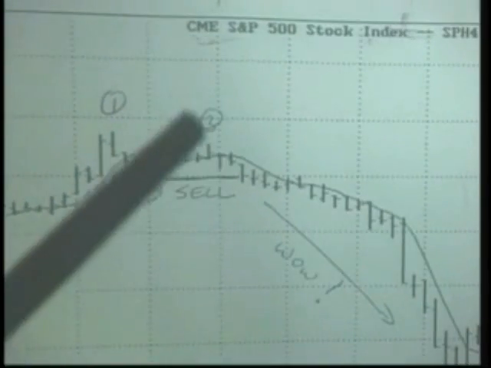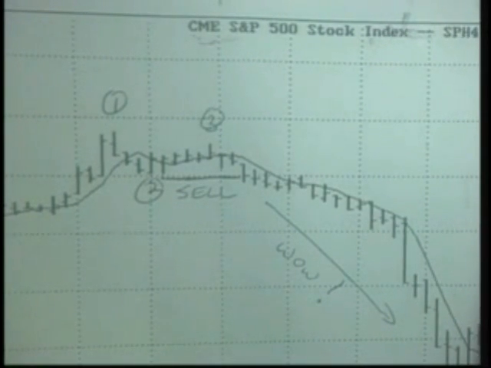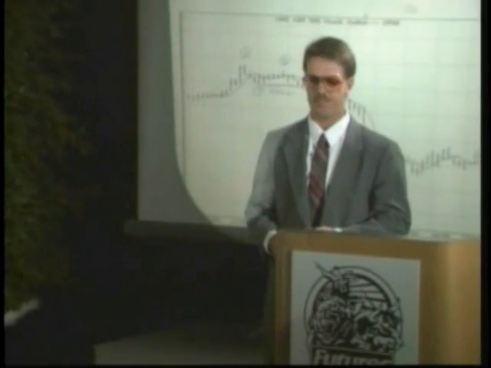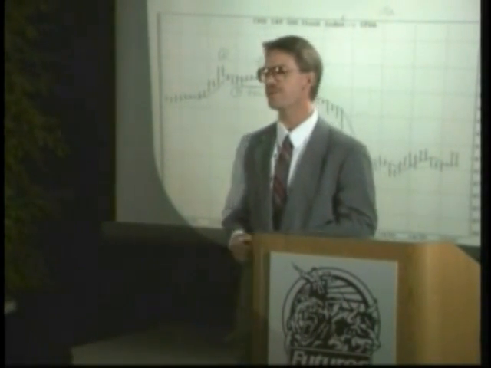Now I'm showing you a 5-minute chart here. In my own trading, I do a lot more work on 15-minute in the S&P and meats and grains and stuff, and 20-minute in currencies and bonds.